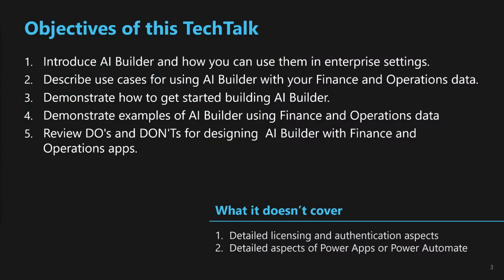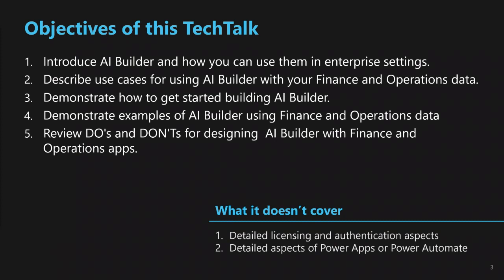So let's take a look at our objectives for today's Tech Talk. We're going to start off by introducing the AI Builder and how you can use it in an enterprise setting. We'll also describe a number of use cases for using AI Builder with your finance and operations data. I'm going to demonstrate for you how to get started using the AI Builder, and then we've got a number of examples of actual AI builders configured that we're going to show you how to use that can leverage your finance and operations data. We're also going to review some do's and don'ts for designing that AI builder and using that alongside your finance and operations information.